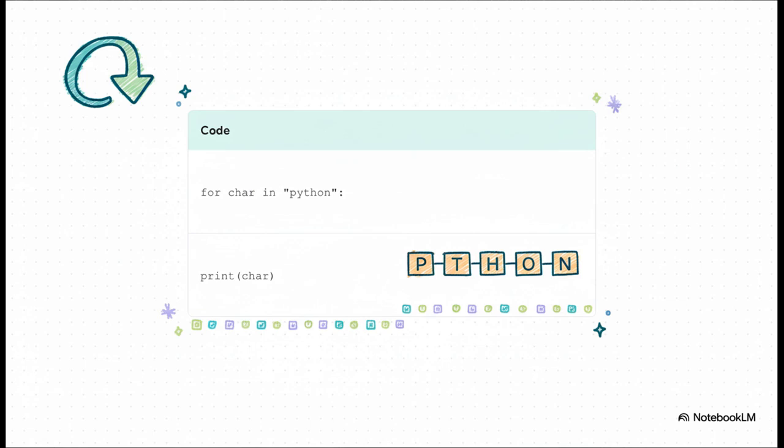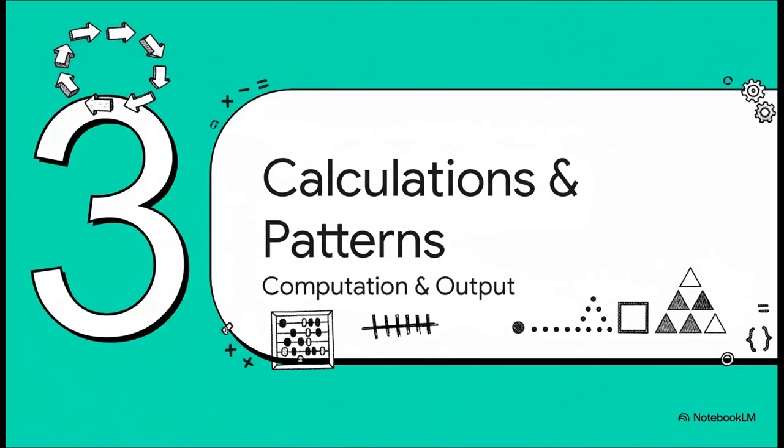So here it'll print P, then Y, then T, and so on, all the way through the word. All right, now for the really fun part. We can combine loops with calculations and other cool operations to do some seriously powerful and creative stuff.